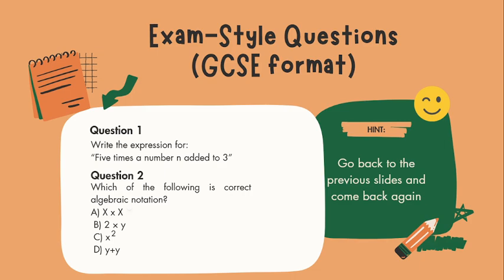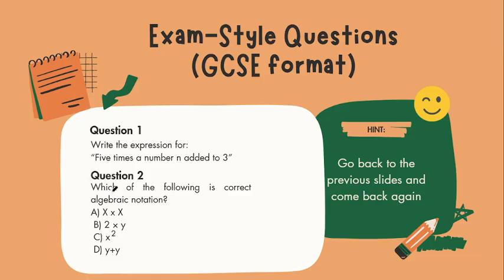This is also going to be another homework for you, exam style questions, but made according to the GCSE format. So I added here two questions. Question 1 is write the expression for 5 times number n added to 3. You can try it by yourself. It doesn't matter if you take more time or less time. Just think and do it, okay? If you get stuck, as a hint I gave here, go back to the previous slides and come back again, because in the previous slides I really explained those basic points, right?